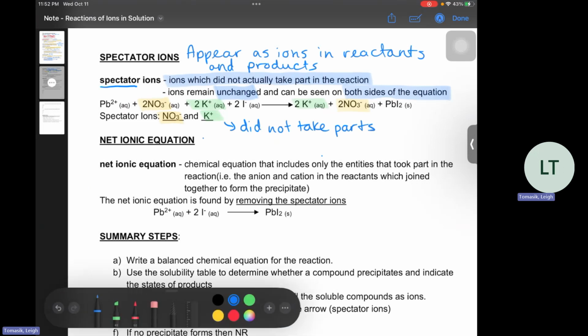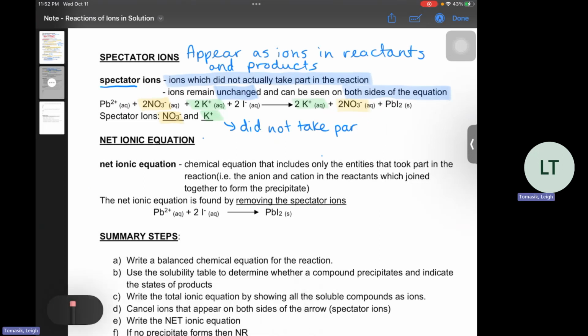Did not take part in the reaction here, not the hockey game. In the reaction. Okay? Because the reaction is what forms the precipitate. So the ions that make the precipitate, they're part of the reaction.